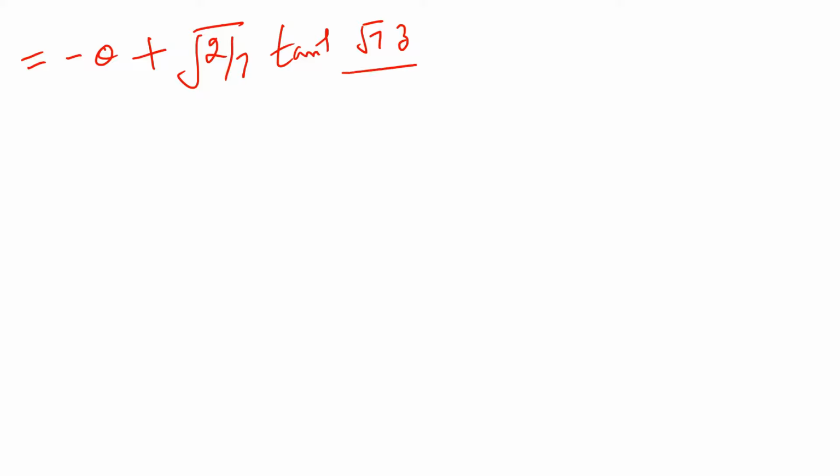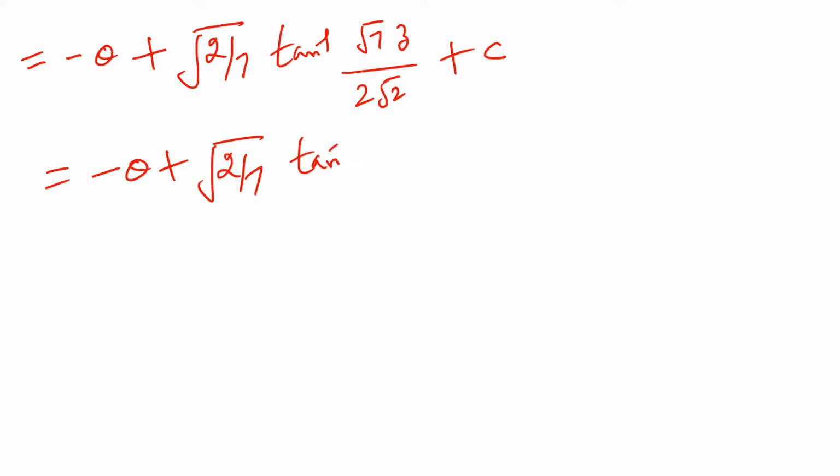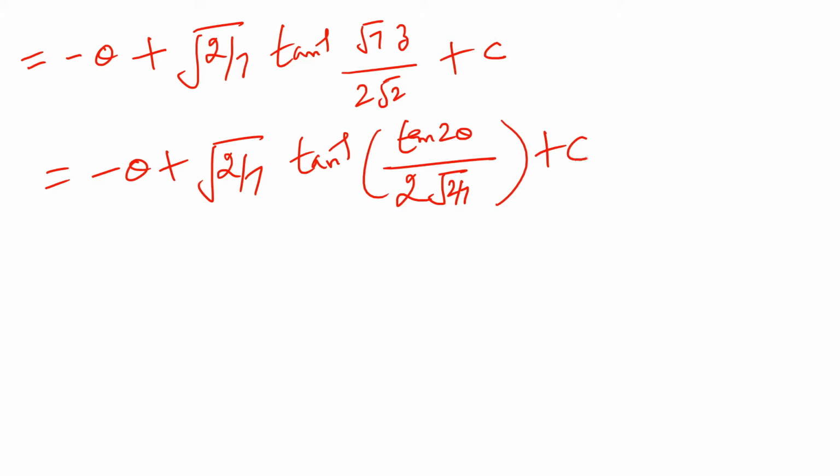Now students, this expression can be simplified as minus theta plus under root of 2 by 7 into tan inverse of root 7 z upon 2 root 2 plus c. Fine. Which can be further written as minus theta plus under root of 2 by 7 into tan inverse. What was z? It was tan t, and t was 2 theta. So it can be written as tan 2 theta whole divided upon 2 into root 2 by root 7, or under root of 2 by 7, plus c. Fine.